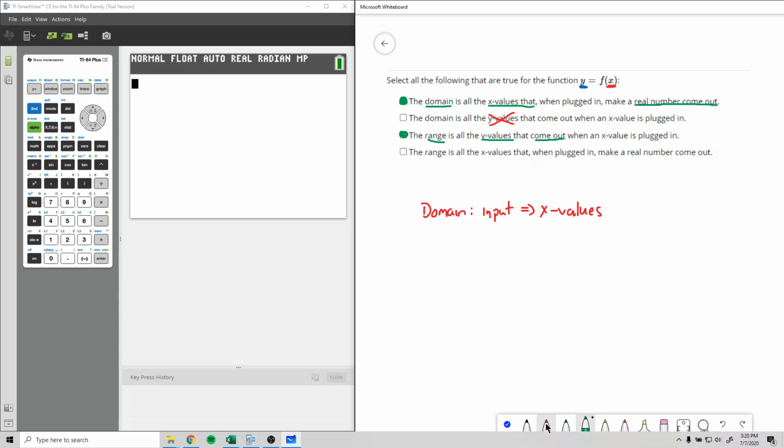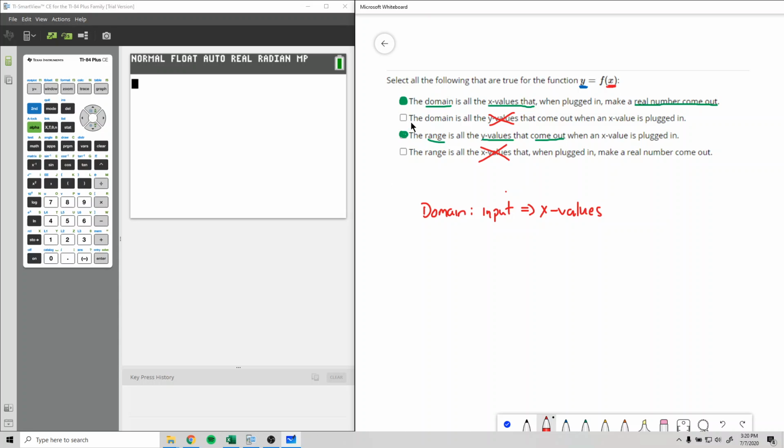Right. And so the last one, just like with the second one, it mixes up the two. The range is all the x values. It's not the x values. Nothing else matters over here. The range is the y values. And so those are the two answers we would select.